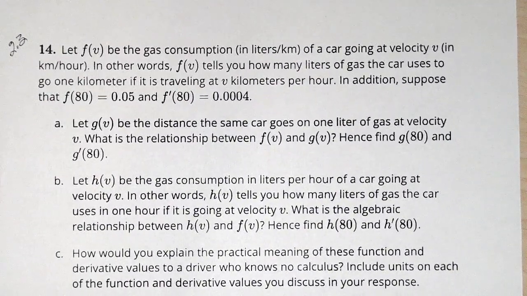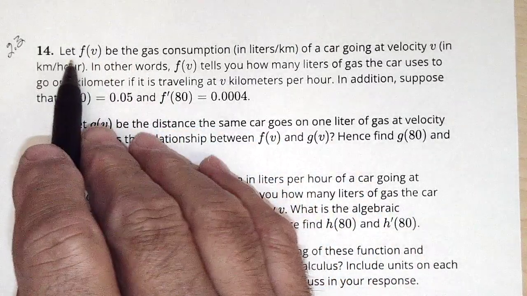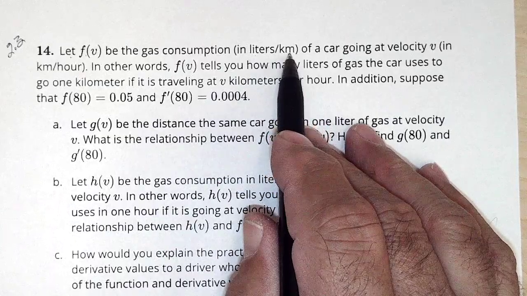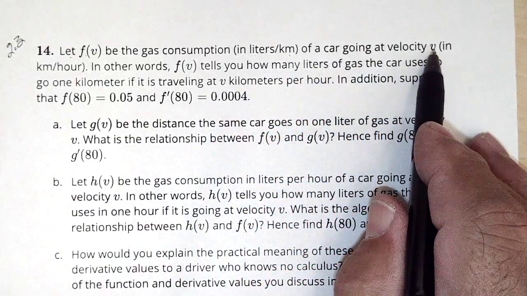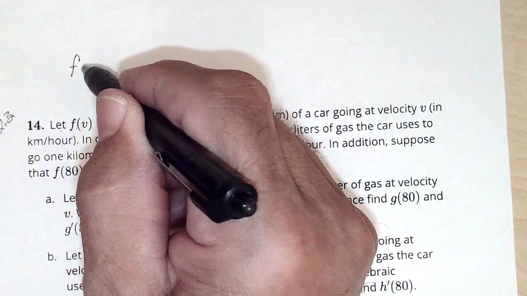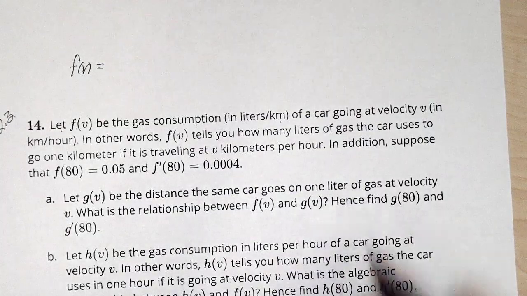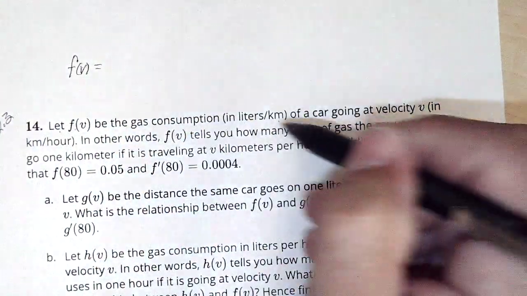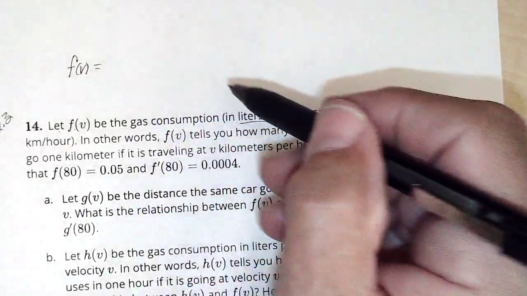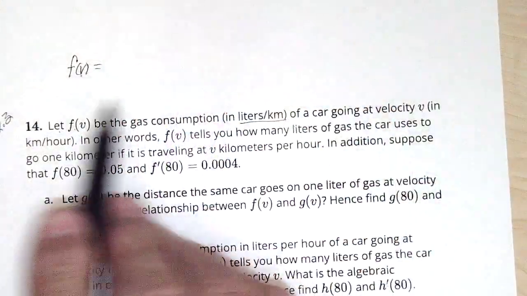Okay, we're going to do 2.3, number 14. F of V is the gas consumption in liters per kilometer of a car traveling at V. So the F of V will give us the number of liters we use of gasoline per kilometer, and it depends on the velocity.